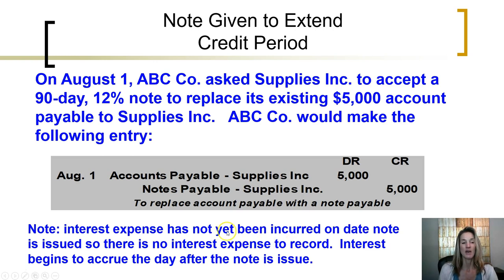Please note that no interest expense has been incurred on August 1st. Because interest does not start to accrue, or does not start to accumulate, until the day after the note is issued. So on August 1st, no interest expense needs to be recorded by ABC.